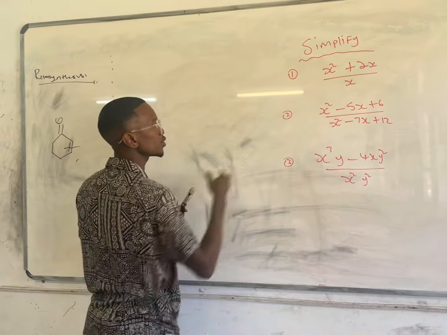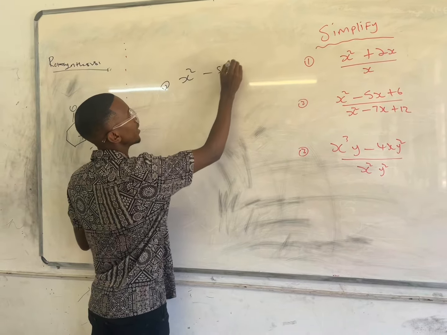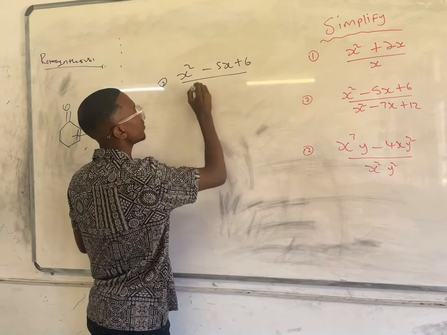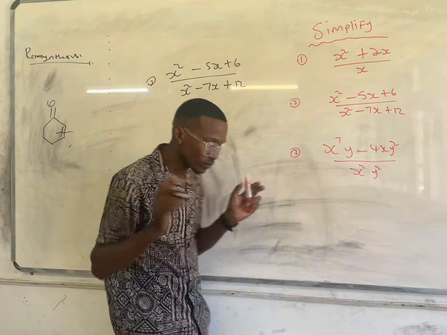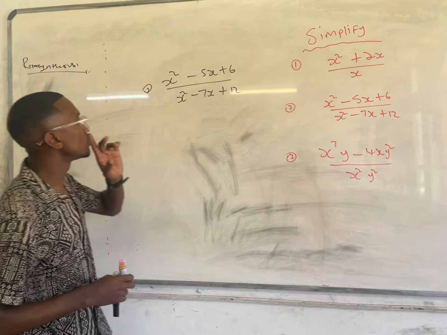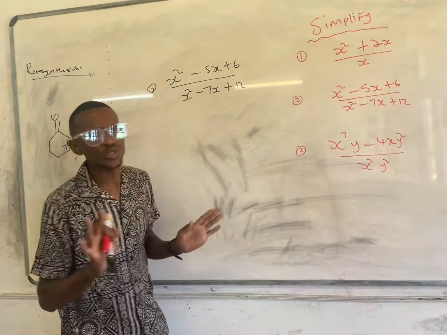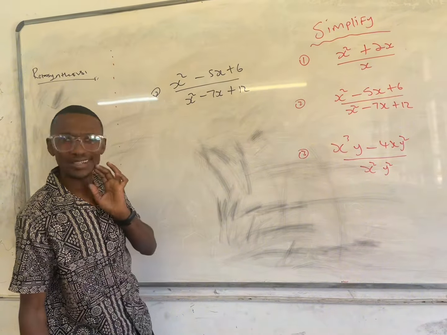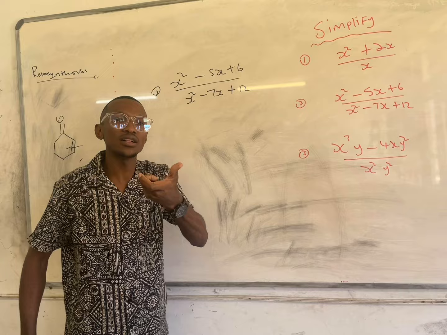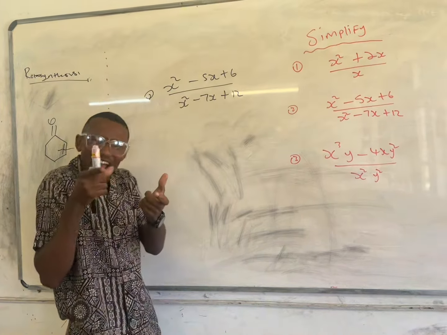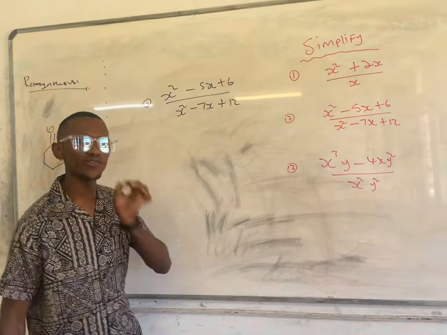So now we can look at this one. It says x squared minus 5x plus 6, all divided by x squared minus 7x plus 12. How do you do this? Can I use the first method? No, you can't use that one, because this one has 3 terms and it gives a trinomial expression. So you can't really break it down in that way. You just have to use one method in this case, which is factorization.